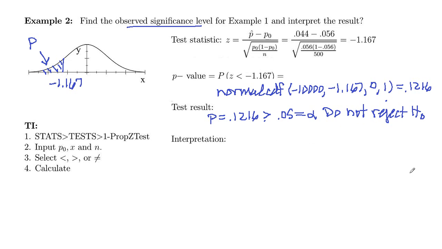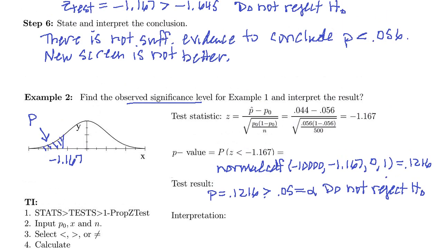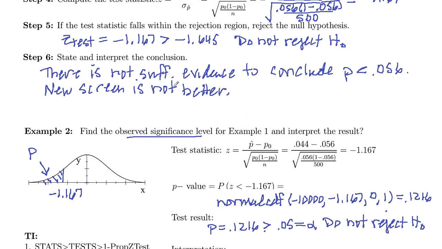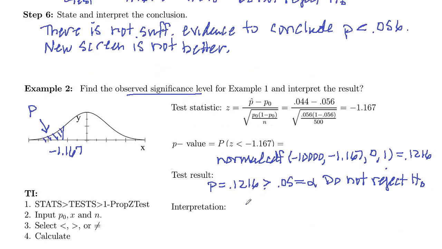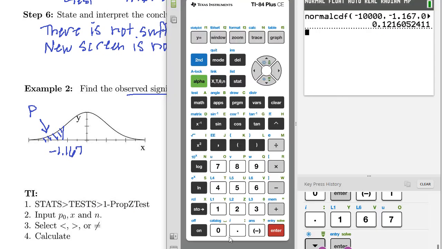And then the interpretation is going to be the same as it was here. There is not sufficient evidence to conclude p is less than 0.056. New screens are not better. So the interpretation is the same, but it's a p-value test. And then let's use one prop z-test here to verify things on the calculator.